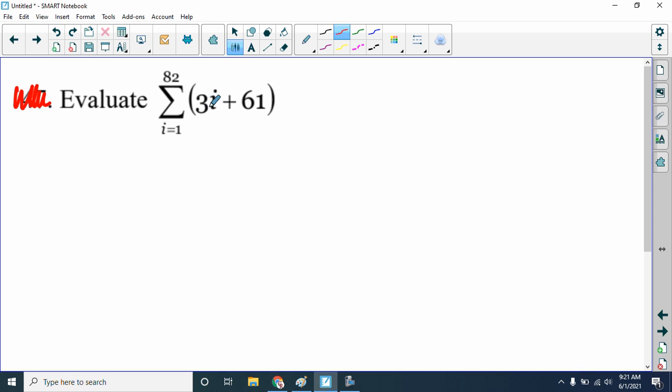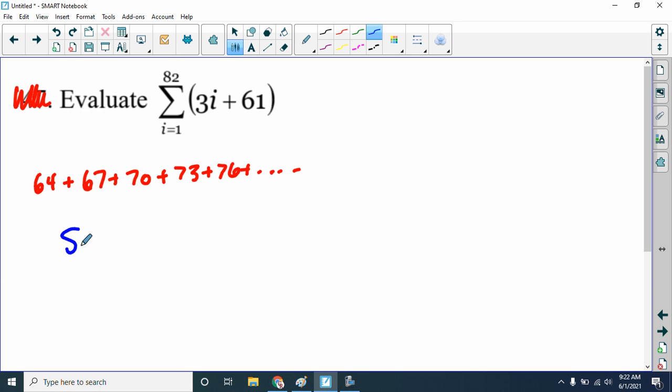But if I start plugging in things, plugging in 1 gives me 64. Plugging in 2 gives me 67. 9 plus 61. Plug in 4. 12 plus 61. Plug in 5. 15 plus 61. And hopefully we can recognize that this is an arithmetic series. Plus 3, plus 3, plus 3, plus 3. And we're adding them up.